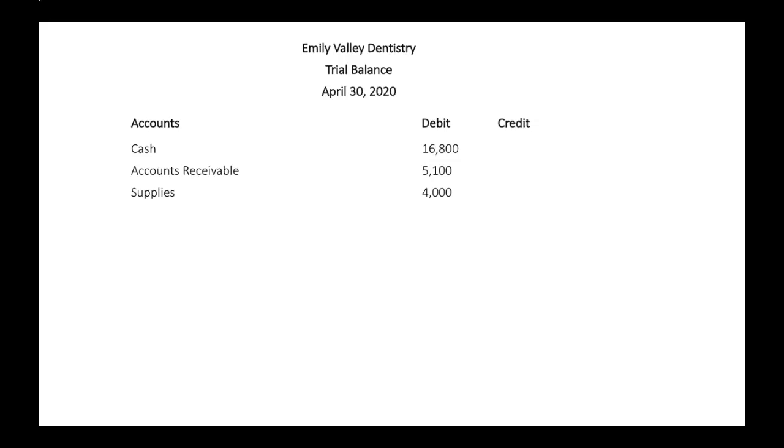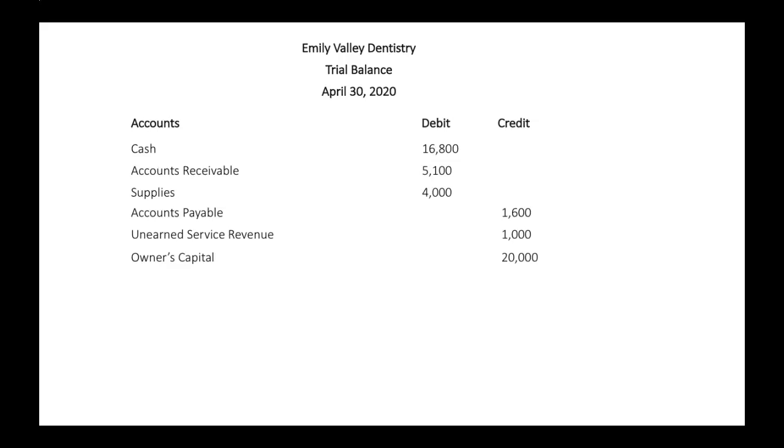So then we would move on to our liabilities. We had two different liabilities. We had our accounts payable, which had a credit balance of 1,600, and we had unearned service revenue, which had a credit balance of 1,000. So then we're done with our liabilities. After your liabilities, you list out your owner's capital. So we had owner's capital with a credit balance of 20,000.